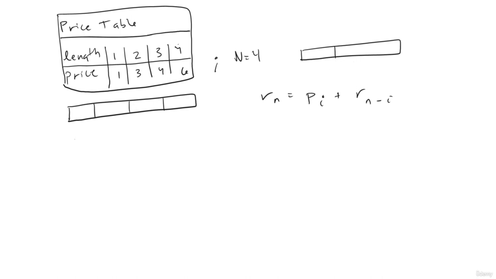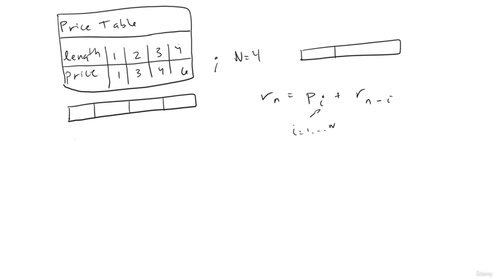And so you're going to want to iterate over all i, all the way from 1 up to n. You first consider, let's cut at length 1, and then figure out the remainder. Then you try cutting at length, let's say 2, and figure out the remainder. And you keep doing that all the way up to n.